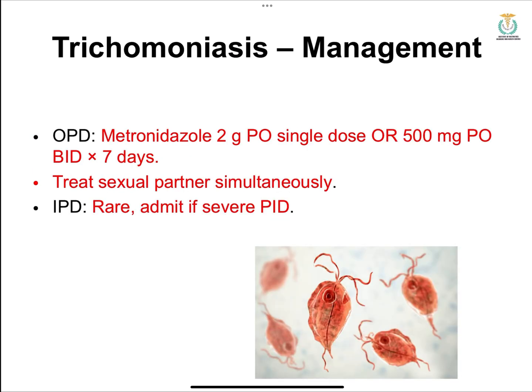And how can we manage trichomoniasis? On an OPD basis, you can advise metronidazole 2 gram PO single dose or 500 mg PO BID for 7 days. Treat the sexual partner simultaneously. Not only the woman, you also have to treat the partner. In IPD, it is rare; admit only if there is severe pelvic inflammatory disease. So that is the management of trichomoniasis.